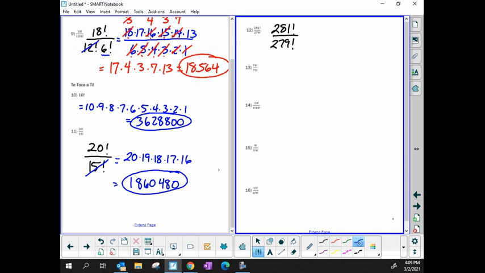So we can use that 279 factorial to cancel out everything on top from 279 all the way down to 1. Well, what would that leave me with on top? Well, it would leave me with 281 and 280. Again, starting with 279 all the way down to 1 got canceled out by that 279 factorial on the bottom. There's nothing left on the bottom, so my answer is not a fraction. It's just what I get when I multiply 281 times 280, which comes out to equal 78,680.